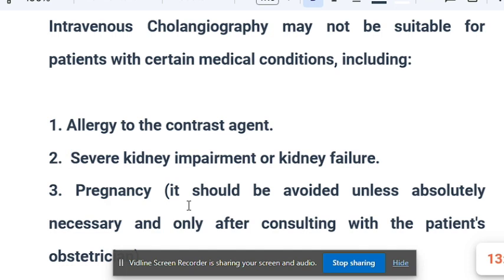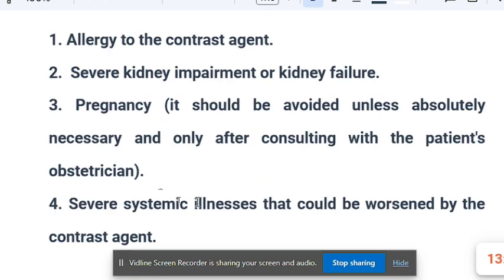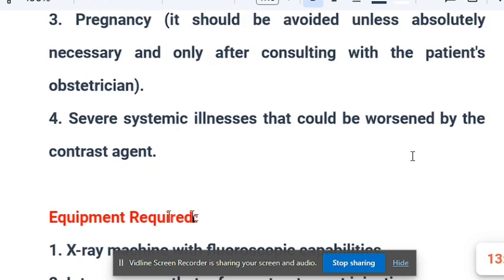Okay. Now next is pregnancy. If a patient has conceived or is having a baby inside the womb, in such condition also this examination is contraindicated because radiation causes hazard. Okay. Severe systemic illness that could worsen with the contrast agent.